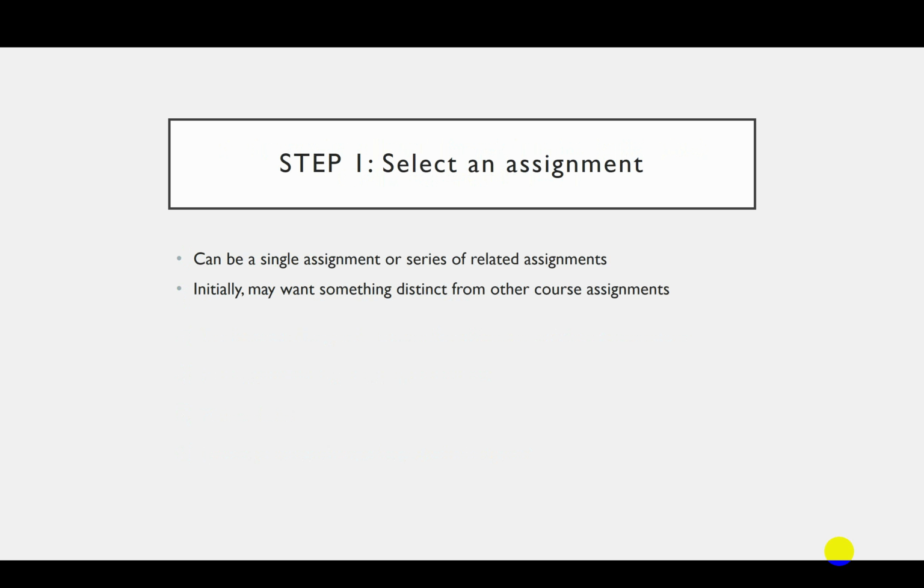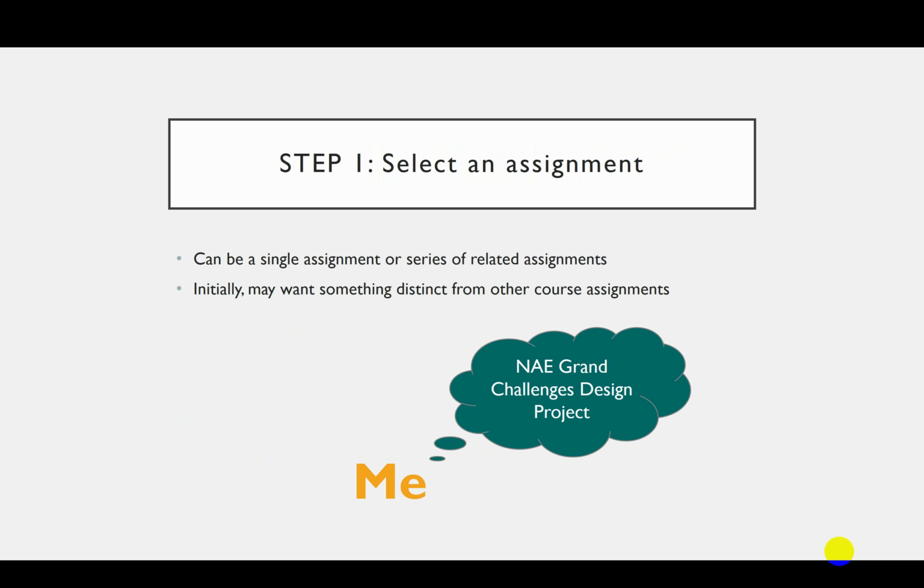First, selecting an assignment. This could be a single assignment or a series of assignments within a course. You may initially want to select something that's distinct from other course assignments. However, this isn't necessary. For me in my course this last semester, I identified a project that was focused around the grand challenges. This was a multi-week design challenge for group teams within the course. This project was unique from other projects and assignments within the course. There were some overlapping concepts between this project and other projects within the course.